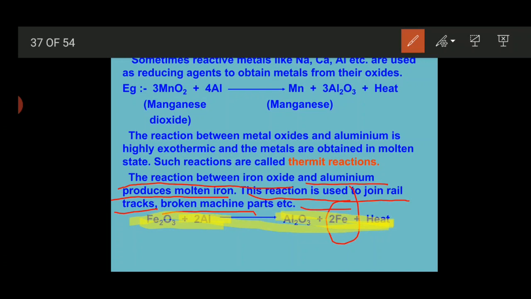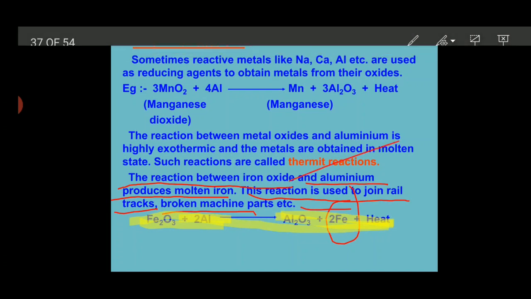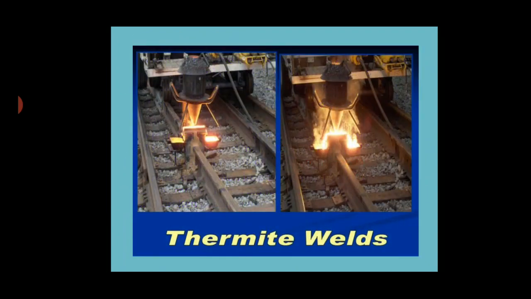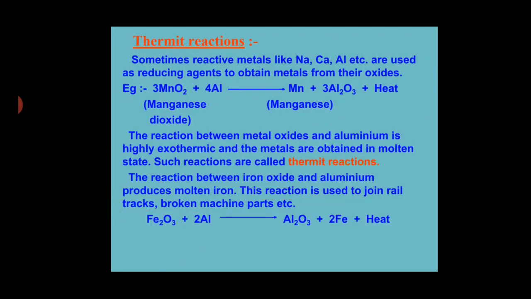Let's understand with one figure. By the figure you will understand how the thermite reaction is used to join the railway track. Basically, the ferric oxide is treated with aluminum metal, and because of that we get molten iron. We use it to fill the iron cracks and different machinery parts, and that's how the welding is done.